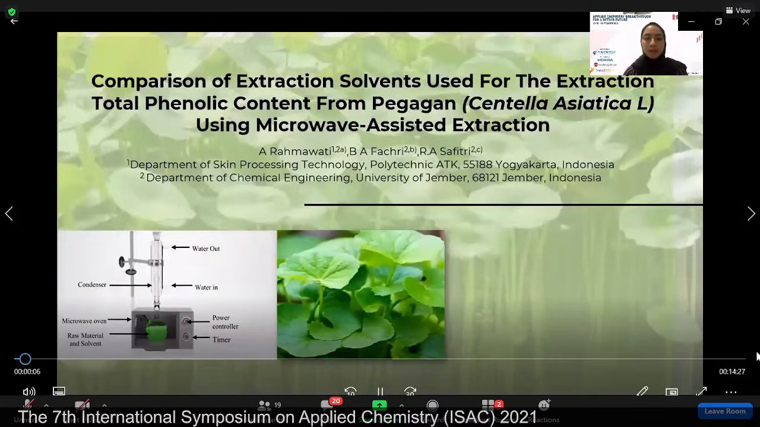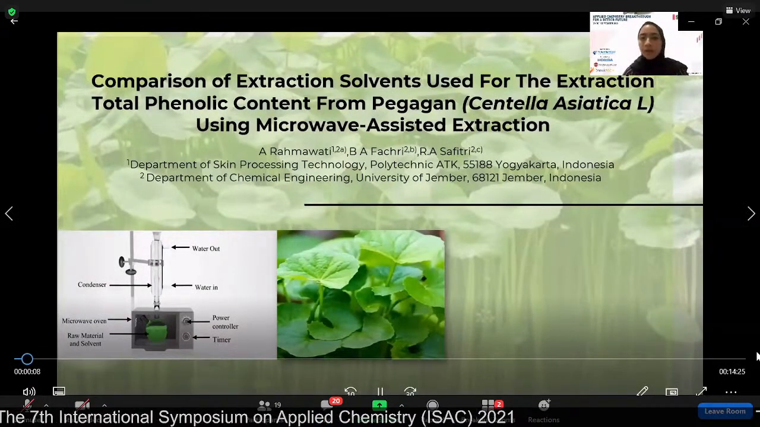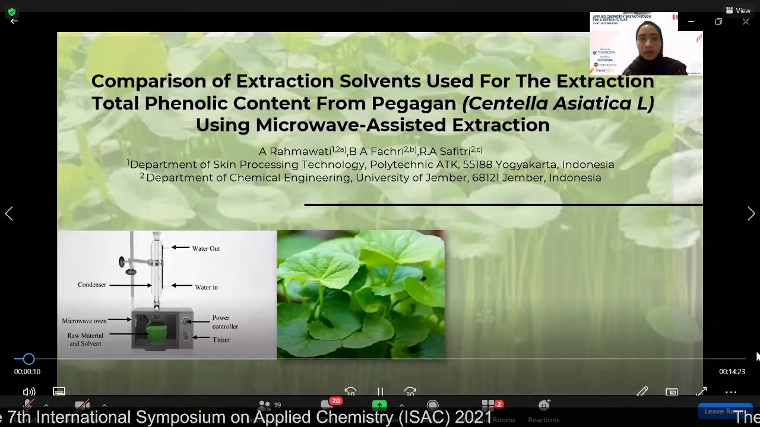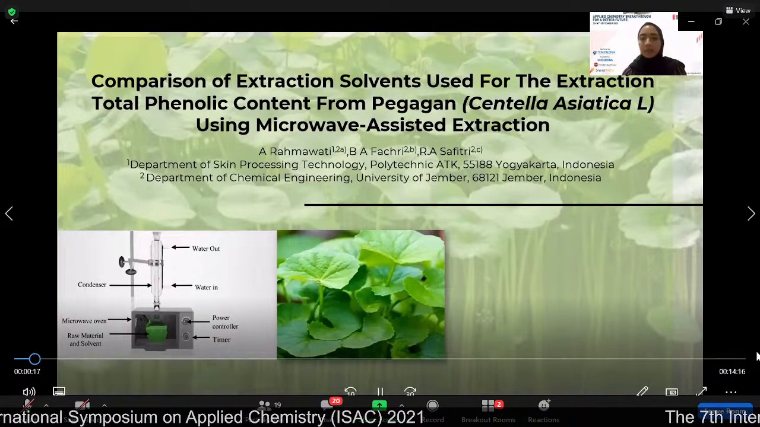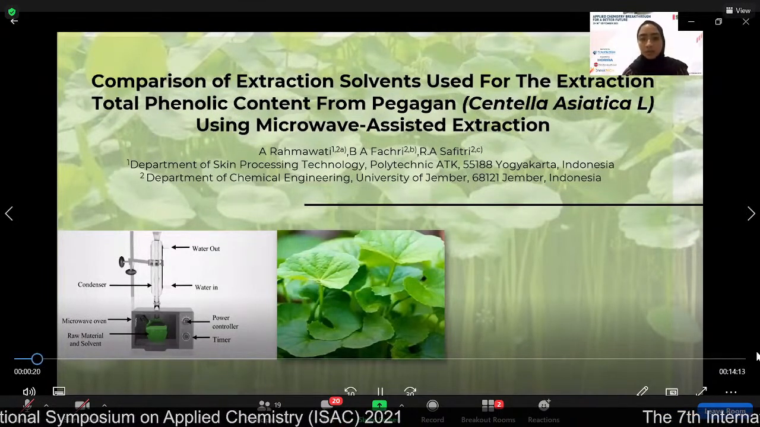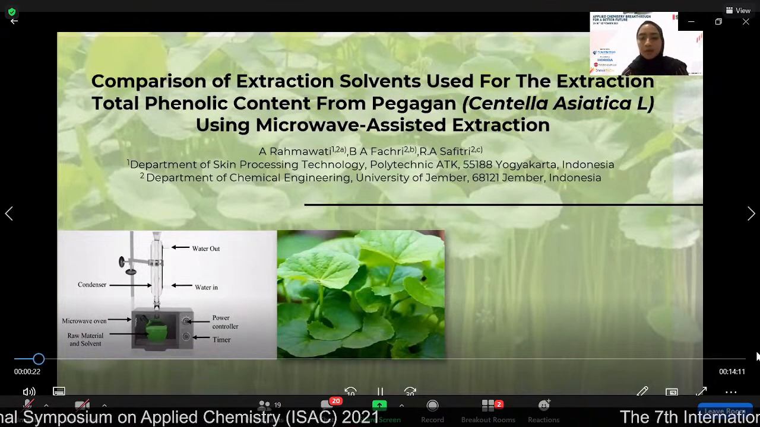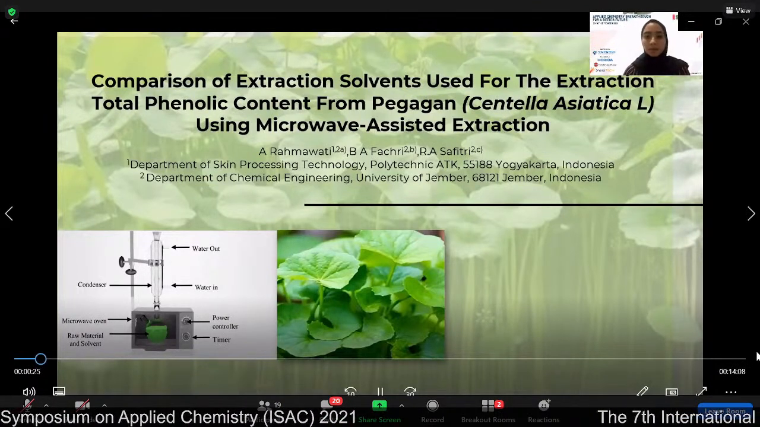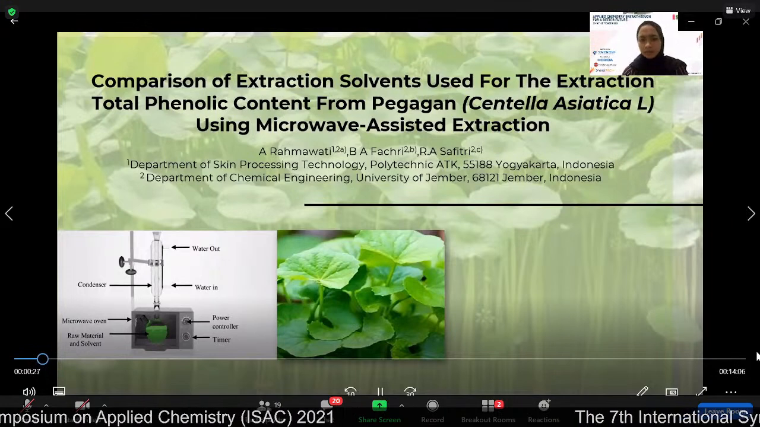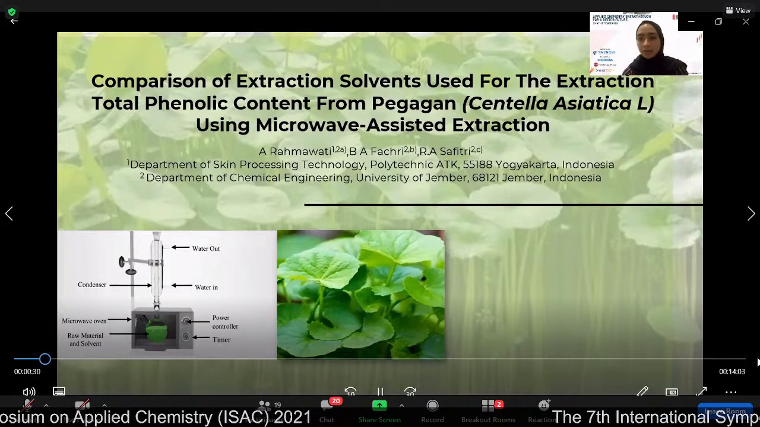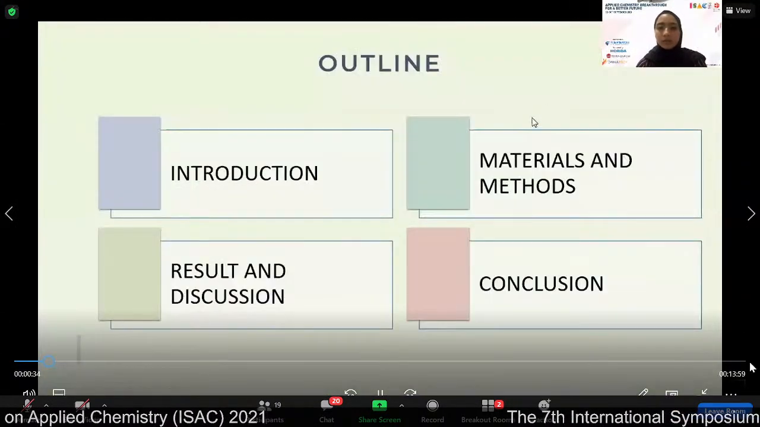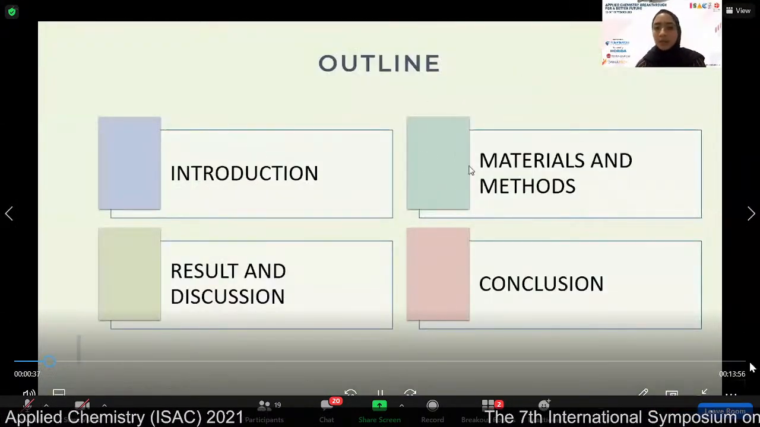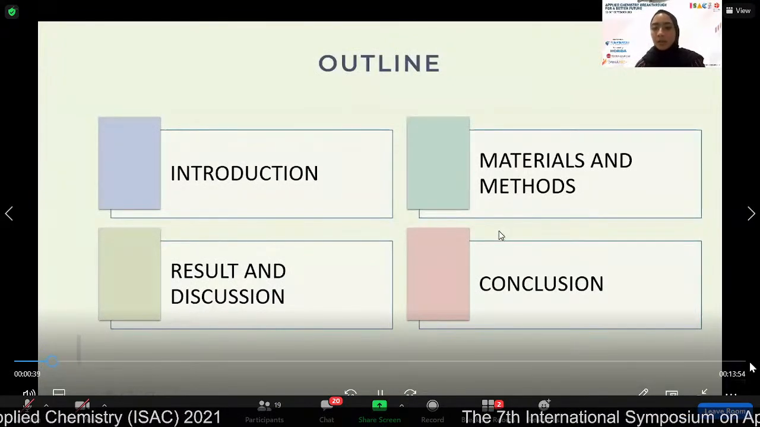Today I will present my research with the title Comparison of Extraction Solvent Used for the Extraction of Total Phenolic Content from Pegagan using Microwave Assisted Extraction. I'm Atika Rahmawati and my research partners are Boy Arif Fahri and Rina Aulia Safikri from University of Jember, Chemical Engineering Department. And this is our outline: first introduction, then material and method, result and discussion, and the last is conclusion.